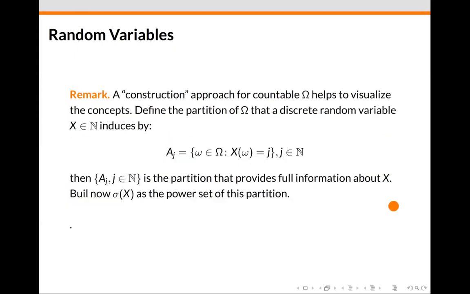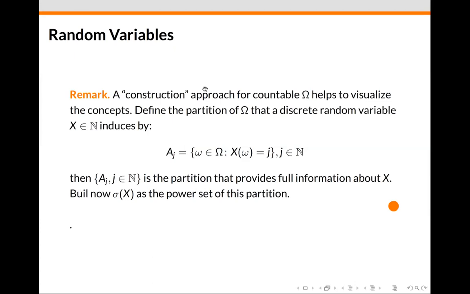In order to visualize the sigma algebra generated by a random variable, a constructive way of doing it is to look at the partitions that are induced by the random variable, in the case that this is a discrete random variable. And so we look at the partitions and we realize that those partitions are the main events that this random variable can actually identify.